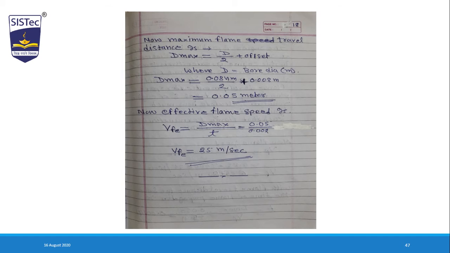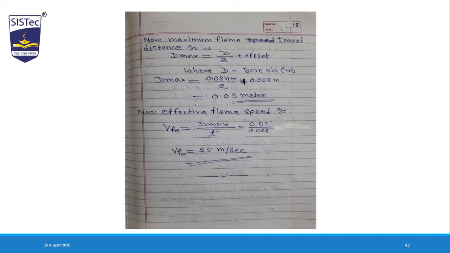So D max is D by 2 plus the offset value, where D is the bore diameter in meters. So 0.084 meter is the bore diameter, divided by 2, plus the offset value of 0.008 meter. So the answer for the maximum flame travel distance is 0.05 meter.